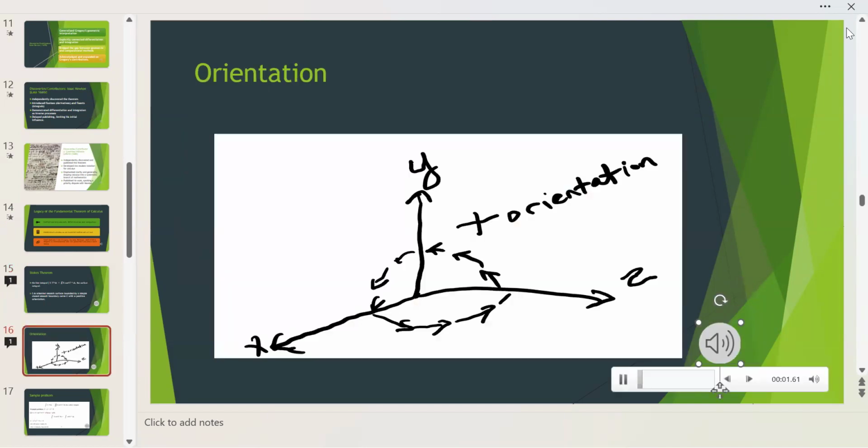By the orientation, if you notice, this is a three-dimensional slide. You have X, Y, and Z, and it has what we call a positive orientation. And we need this to be able to integrate over the surface.